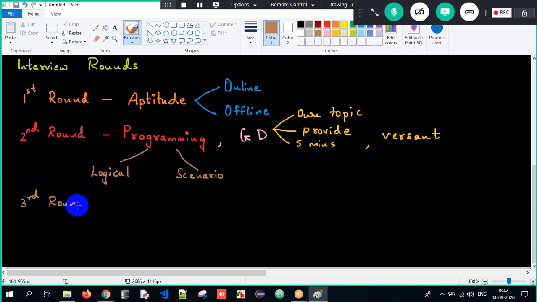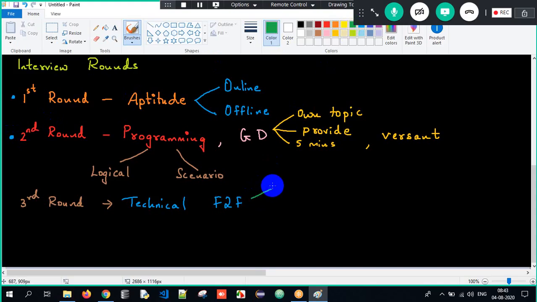Very simple. The third round is supposed to be technical face to face. That might happen online, through Skype, or it might happen offline, where you have to go to the company and give the interview. Trust me guys, if you have cleared the first round and the second round, and you know how to communicate, then you're clearing it.